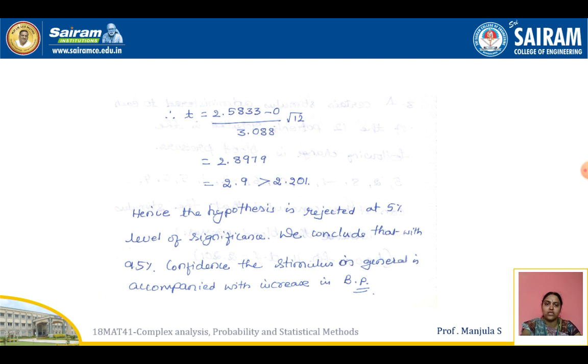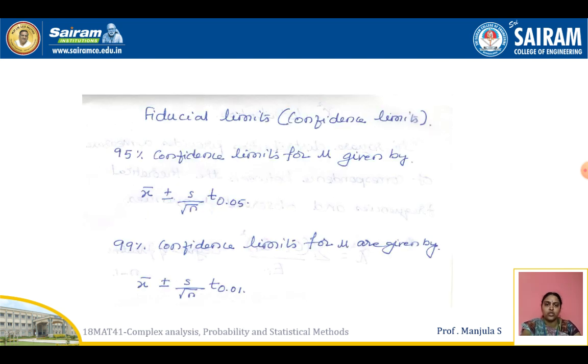So we have to reject the hypothesis. Hence, the hypothesis is rejected at 5% level of significance. We can conclude that with 95% confidence, the stimulus is accompanied with increase in blood pressure. Like this, we can give the conclusion.